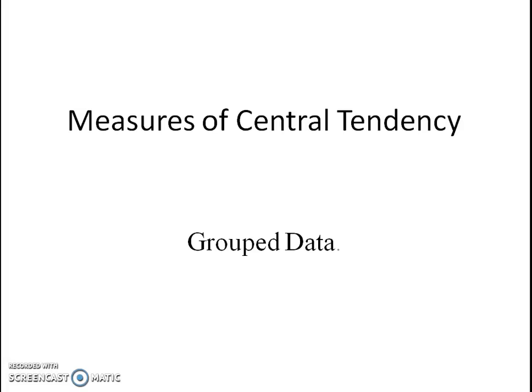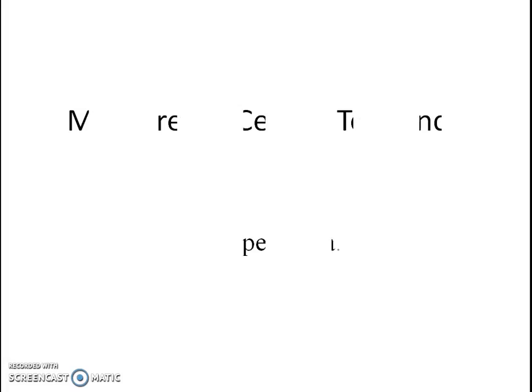As we have already discussed the measures of central tendency, mean, median, and mode for ungrouped data in the last lecture, we will proceed further to how to calculate mean, median, and mode for grouped data.